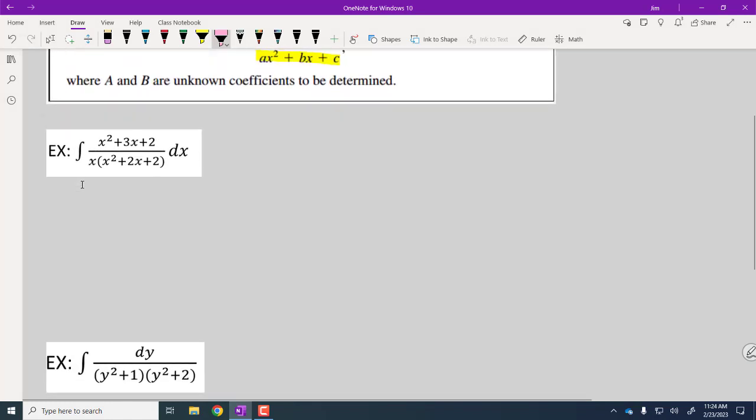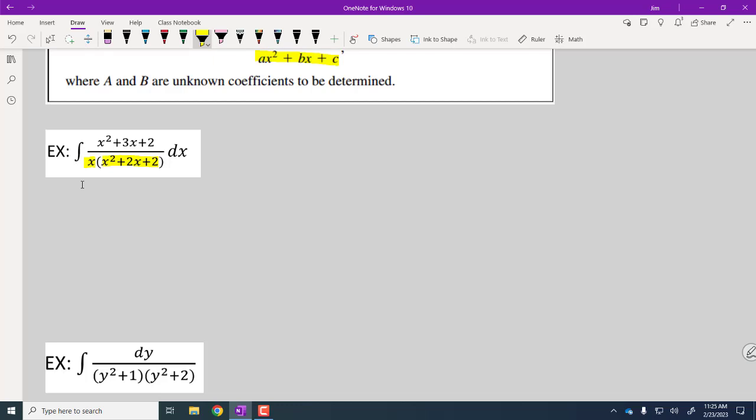So here is our first example. We've got 2 factors in the denominator. That's a linear factor, and this is an irreducible quadratic. This is not factorable over the integers. If you wanted to test to prove it to yourself, you look at b squared minus 4ac. If that's negative, then you know you need imaginary numbers. So b squared is 4, minus 4 times a is 1, c is 2. 4 minus 8 is negative. So that shows us that it's definitely not factorable over the integers. That means it's an irreducible quadratic.